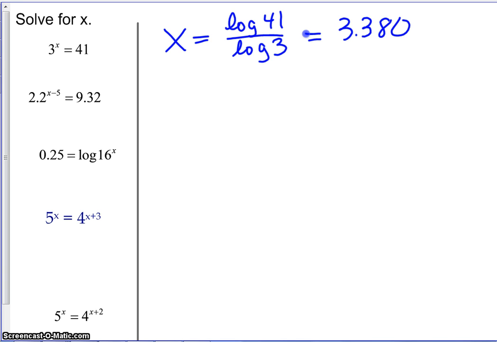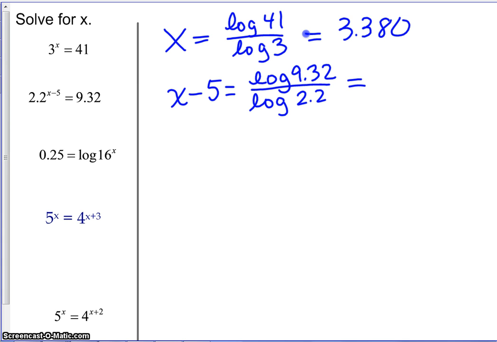All right, and I'm going to have you go to the nearest hundredth. Here, the only difference is we're going to take x minus 5, and it's going to equal the log of 9.32 divided by the log of 2.2. That's the only difference here, and that answer is 2.831.